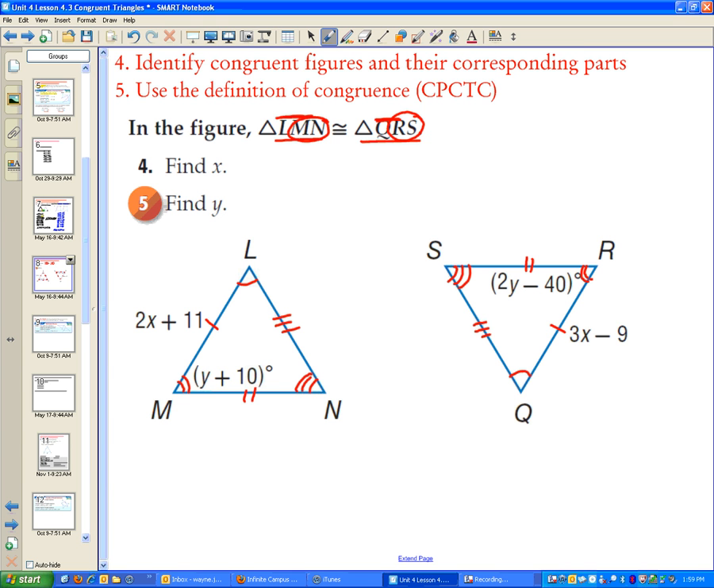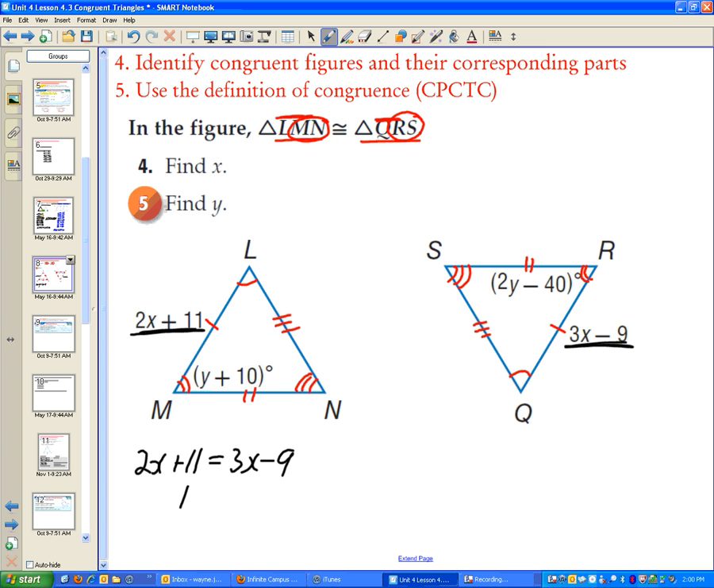Now, why might I ever need to do that? So I make sure I match up the congruent parts. Okay? Because look for number 4. We're supposed to find X. I see an X there. I see an X there. They're both in lengths of segments. Wouldn't it be nice if those segments were congruent? And they are, aren't they? Because they're corresponding sides, therefore they're congruent to each other. And if they're congruent, that means their measures are equal. Does that equation make sense to you?